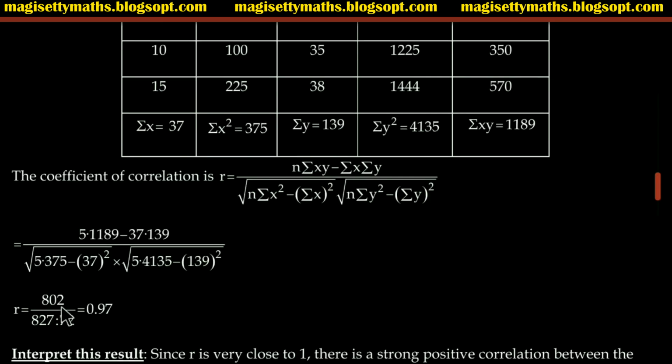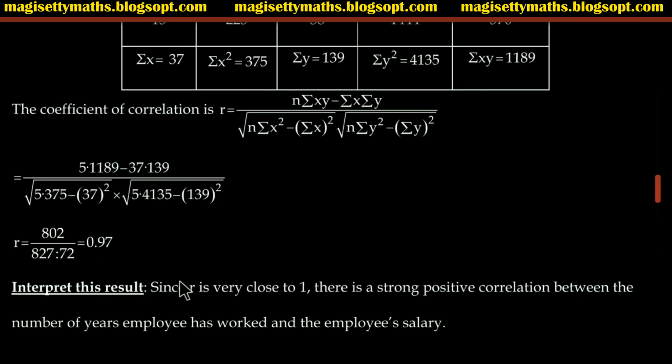That gives R equals 802 divided by 827.72, that equals 0.97. If you observe, R is very close to 1. That means there exists a strong positive correlation between the number of years an employee has worked and the employee's salary.